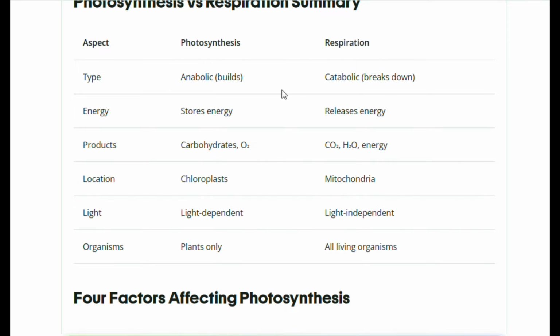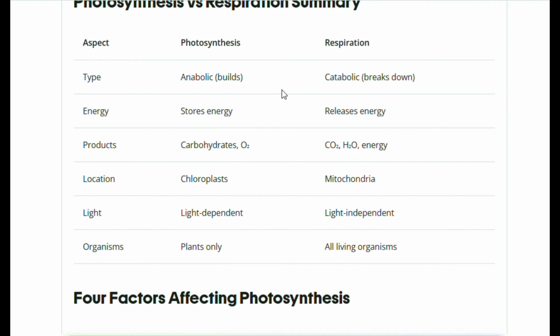Organisms: it only occurs in plants only. If you say animals and plants, I will find you. Photosynthesis occurs only in plants, right? In plants only. Take note of that.